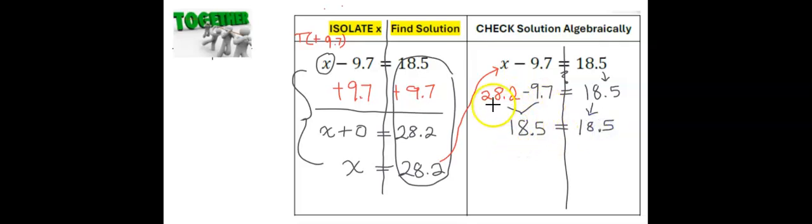If this does not work, 28.2 minus 9.7 doesn't give you that, it means go back here and check your work. Did you do the wrong operation to solve it? Did you punch numbers incorrectly into the calculator, make a careless error? You got to figure it out, because these should match. This expression, when you use the number, should come out to the same as the expression on this side when you compare these two.